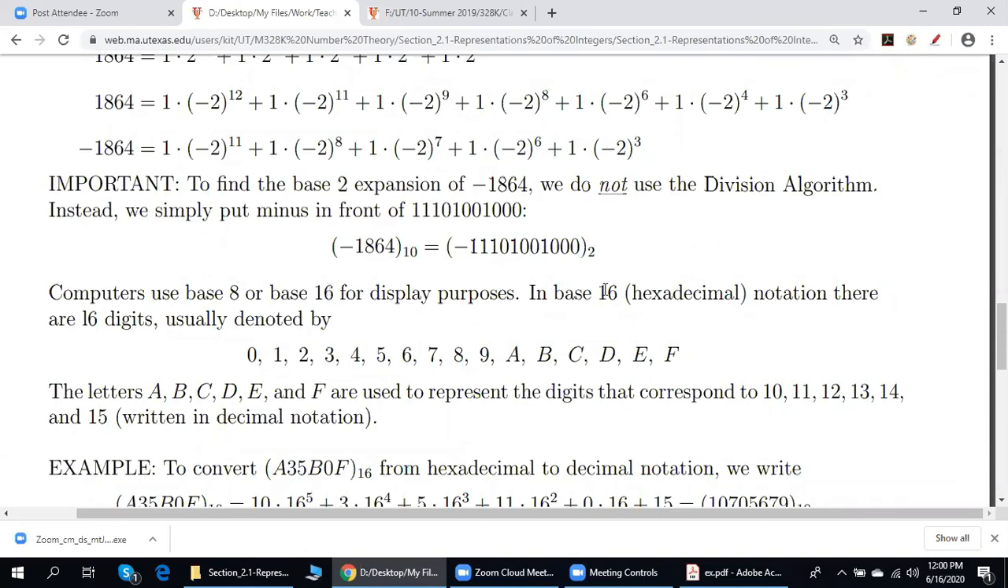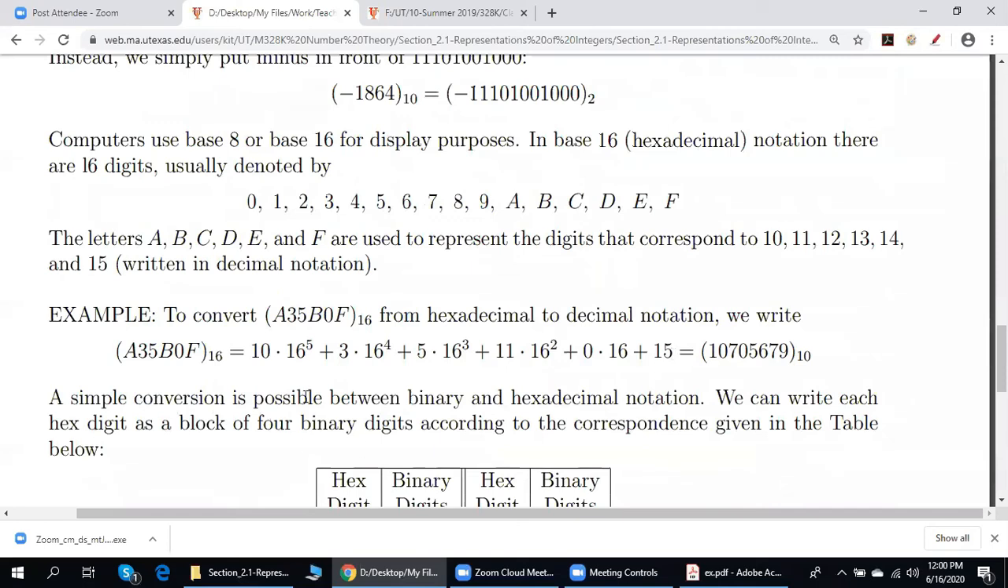Next, often in applications, we use base 8 or base 16 expansions. Now, in base 16 hexadecimal notation, there are 16 digits. Usually, we denote these digits by 10 digits from 0 to 9, and then the letters A, B, C, D, E, F. Example, convert this from hexadecimal to decimal notation.